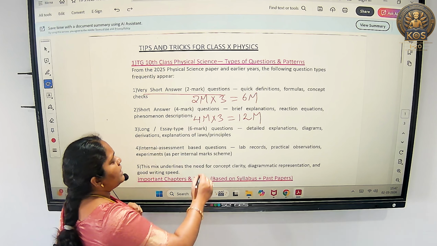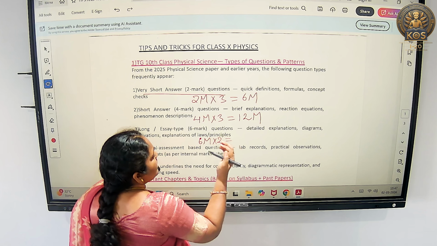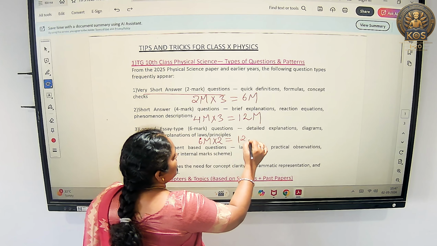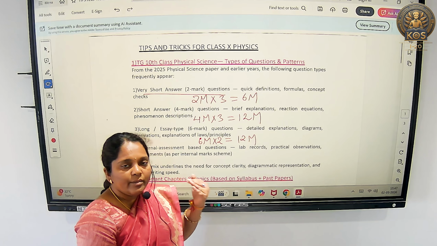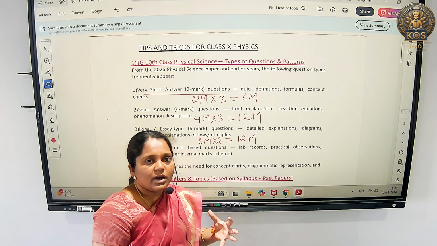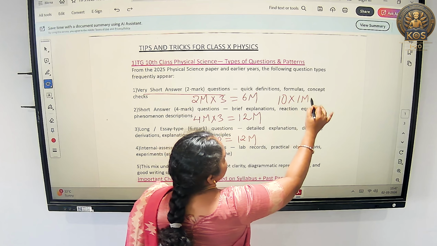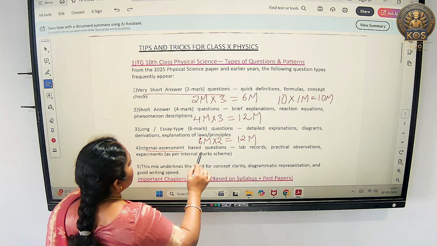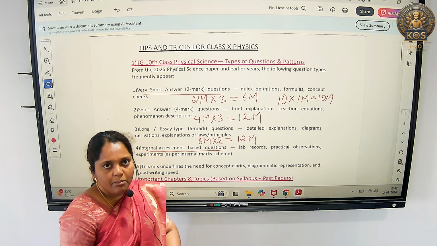Coming to the last bit, it's a long answer question. 3 will be given, and from that we have to answer any 2, each containing 6 marks, total 12 marks. So here we have 30 marks to answer, and the remaining 10 marks will be from the MCQs. There are 10 MCQs, each of 1 mark, so that will be 10 marks. And coming to the next 10 marks, our assessment books will cover 10 marks, so the total 50 marks for physics are completed.